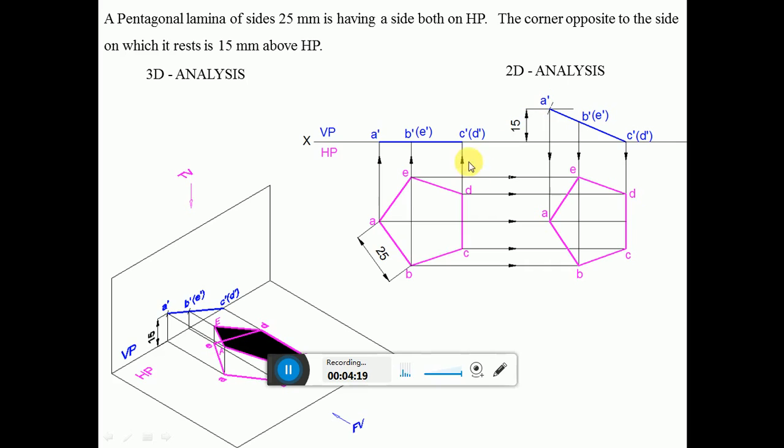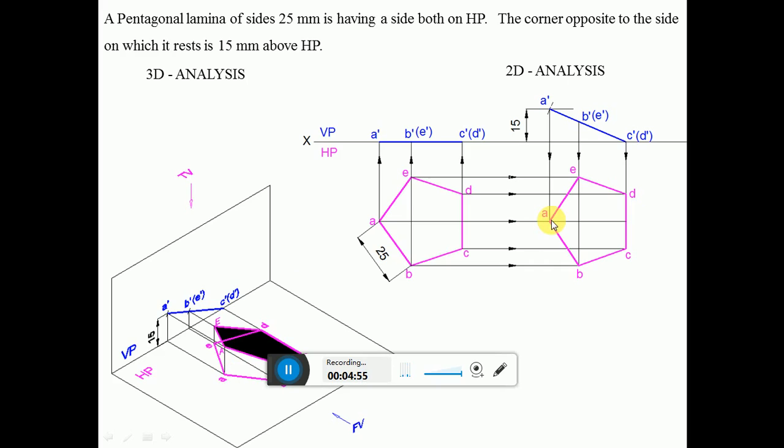Then measure the length from C dash to B dash by using the compass. Again, from C dash, you cut an arc on this inclined line to get the point B dash. Then dot this line. This is going to be the front view. The corner opposite to the side is 15 mm above HP. So you can see 15 mm above HP. The same thing we have shown in the 3D analysis also. A, capital A, is at a distance of 15 mm from the small a.